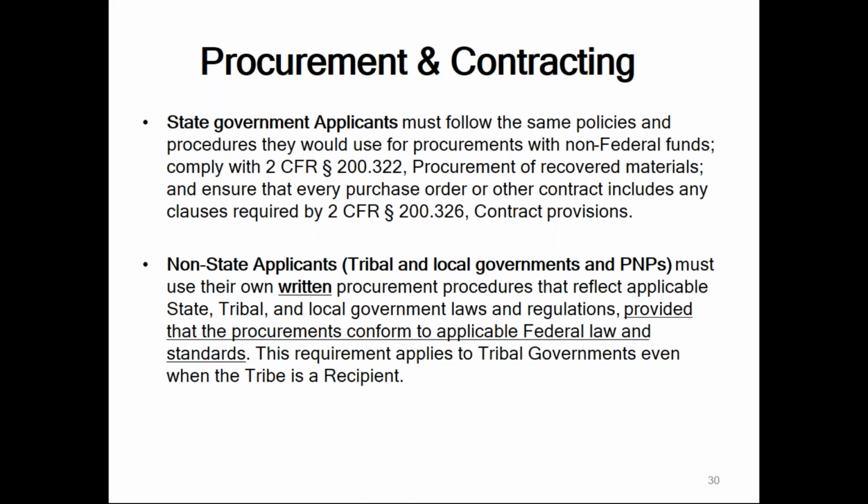For non-state applicants, that would be everyone else that's not a state department or a state government entity. This is to include tribal and local governments, PNPs. Pay attention to this, please. This gets a little bit tricky. You must use your own written procurement procedures that reflect applicable state, tribal, and local government laws and regulations, provided that the procurements conform to applicable federal law and standards. This requirement applies to tribal governments even when the tribe is a recipient.